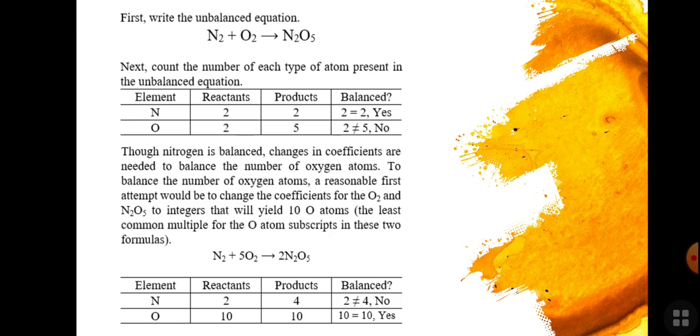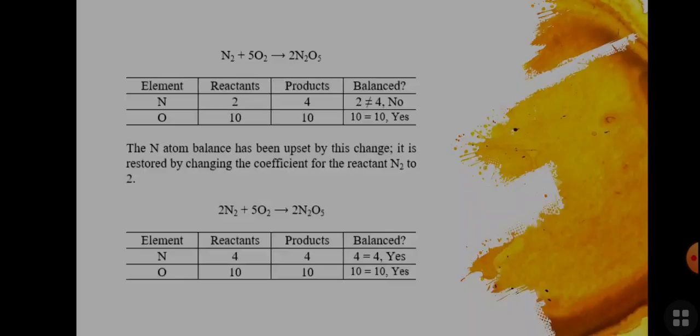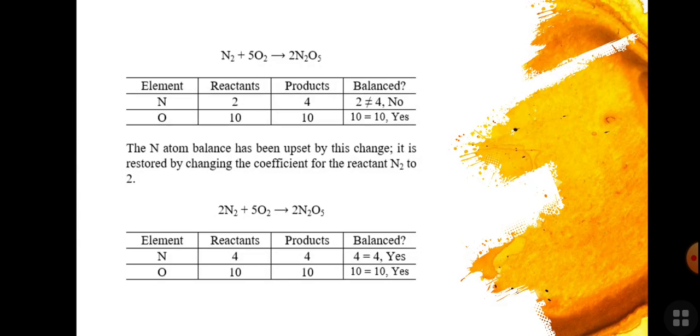So, ang gagawin natin, we need to add another coefficient in front of N2. Okay, so for this one, we need to put 2 in N2 so that nitrogen in the reactant side will be number 4, wherein the product side naman already 4 na siya. So, after the long run, nitrogen in the reactant and product side will be 4, and the oxygen in the reactant and the product side will be 10. So, kung titignan natin, balance na po yung ating chemical equation.